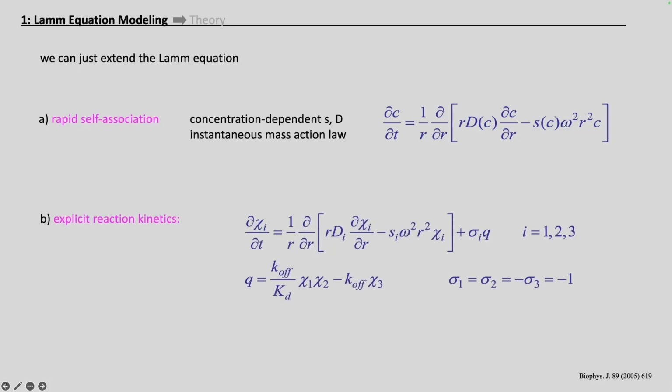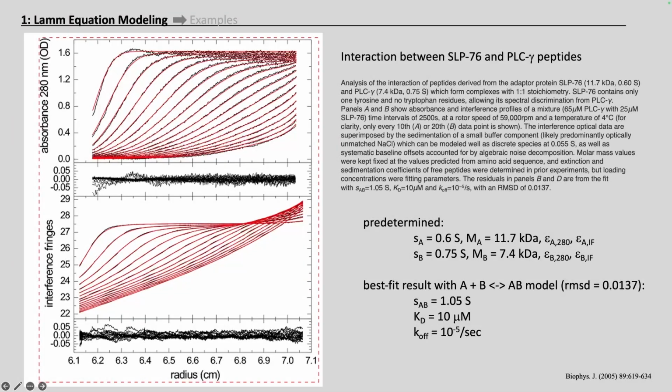Now, the second approach is useful for heterogeneous interactions and/or for systems where reaction kinetics is comparable to the timescale of sedimentation. Here, instead of taking local averages at all radius positions, we keep track explicitly of all species and how they chemically interconvert. And this produces a system of Lamm equations that can track each species' sedimentation and diffusion fluxes as well as the chemical reaction fluxes. These tools are implemented in SEDPHAT, and here is an example of how this can work.